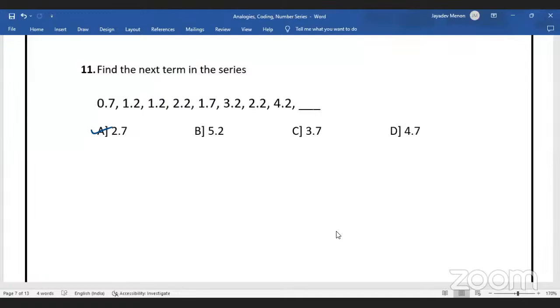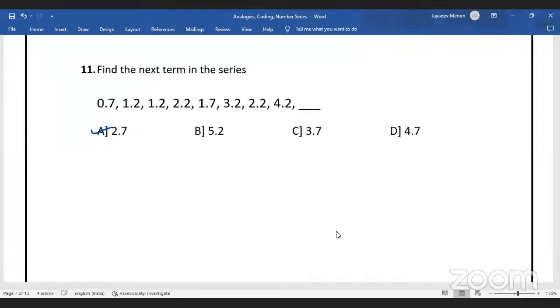In the given series, the terms are 0.7, 1.2, again 1.2, then 2.2, then 1.7, then 3.2, then 2.2, then 4.2. The terms are increasing, then sometimes it remains same, then sometimes it is decreasing. Again, it is increasing. So this will be a little bit confusing.